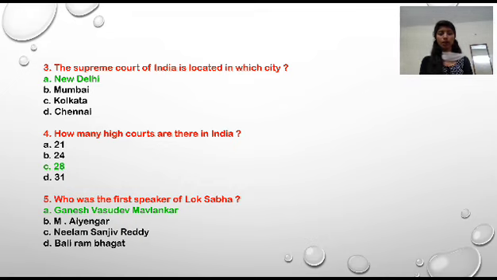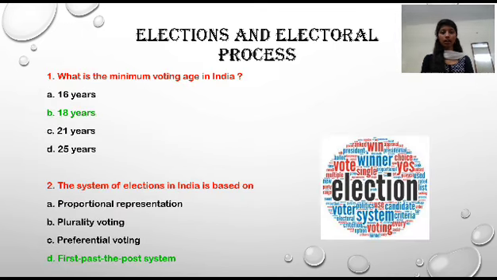The fifth question is, who was the first speaker of Lok Sabha? Options are Ganesh Vasudev Mavalankar, M. Ananthasayanam Ayyangar, Neelam Sanjeev Reddy, Bali Ram Bhagat. Ganesh Vasudev Mavalankar is the first speaker of the Lok Sabha. And the last topic is elections and electoral process. The first question is, what is the minimum voting age in India? The options are 16 years, 18 years, 21 years and 25 years. So 18 years is the minimum age for voting in India.